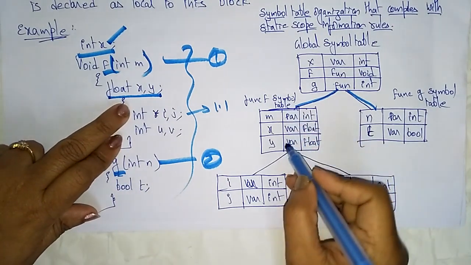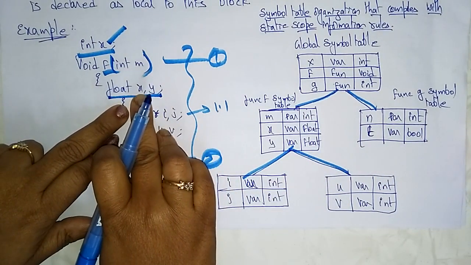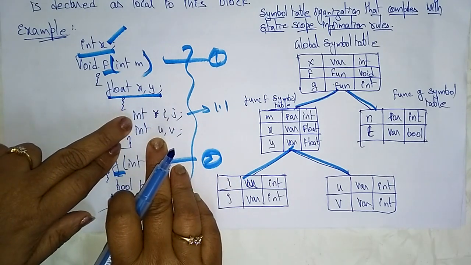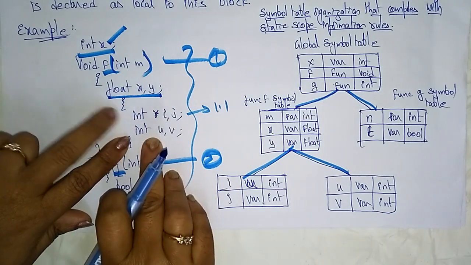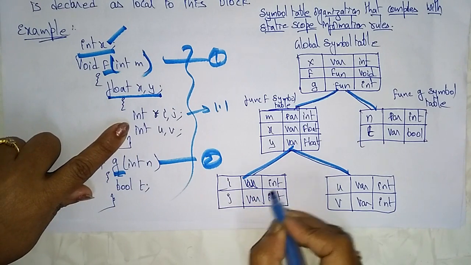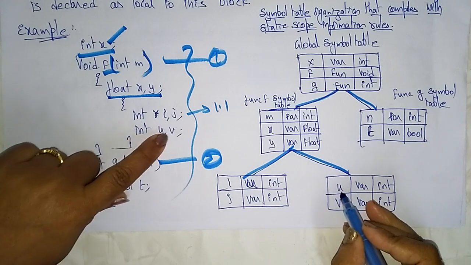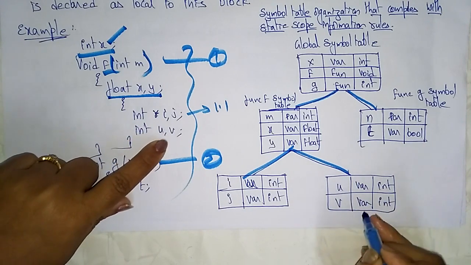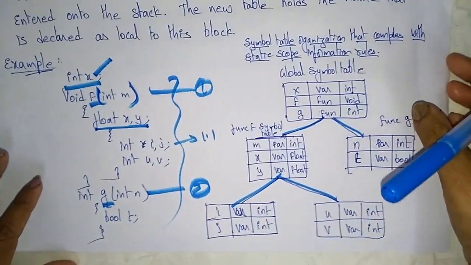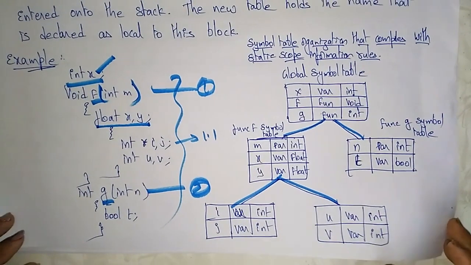So now coming to the function symbol table again. This function f symbol table consists of two variables x and y, and internally again two variables are declared. One is i, a variable of integer type, and j, a variable of integer type. Next, coming to another table, u is a variable of integer type and v is a variable of integer type. So this is how the symbol table is organized to comply with static scope information rules.